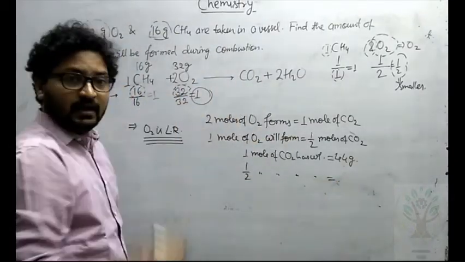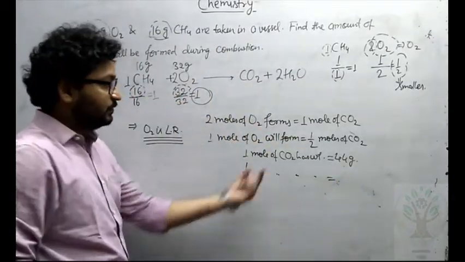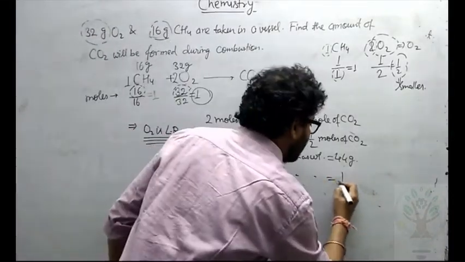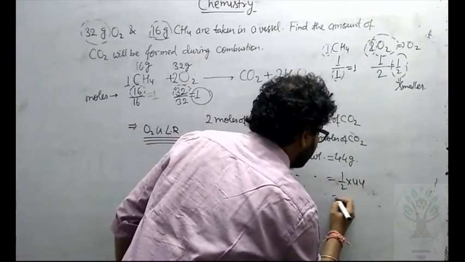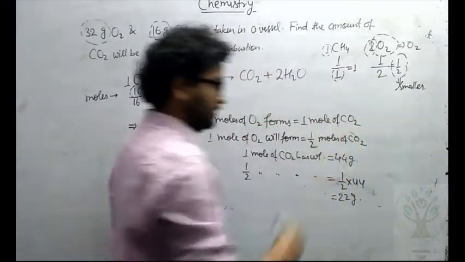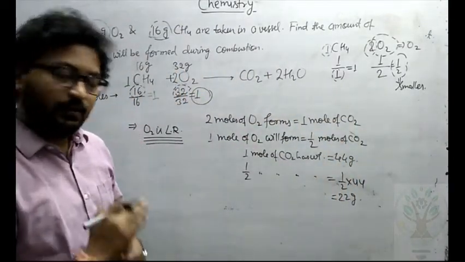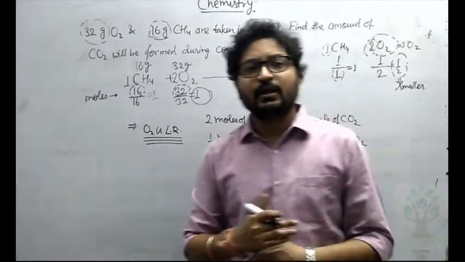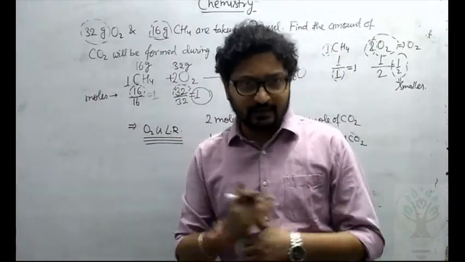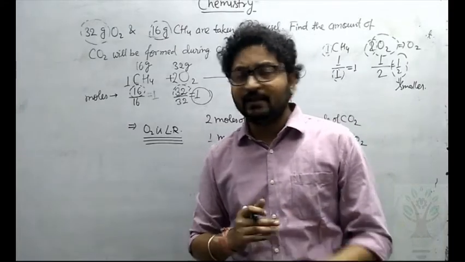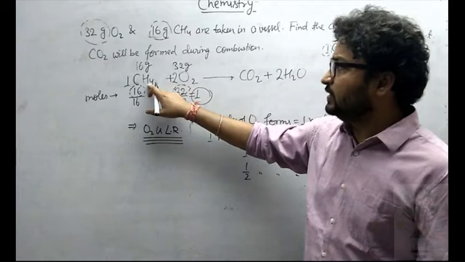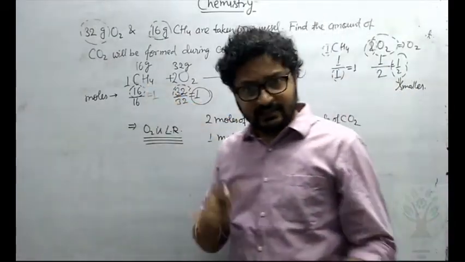1 mole has weight 44 gram, so 44 is the molecular mass of CO2. So half a mole will have weight how much? Half into 44, that is 22 gram. Clear? Very good. Although they did not ask us about the amount of the other reactant left, what will be the other reactant left? If O2 is our limiting reagent, who will be the excess reagent? CH4. CH4 will be the excess reagent.